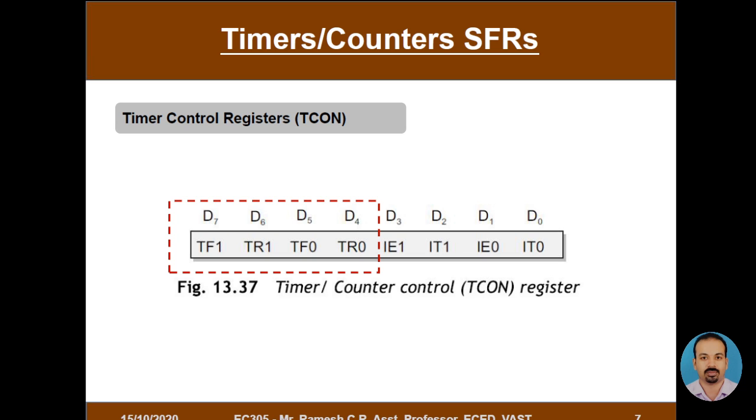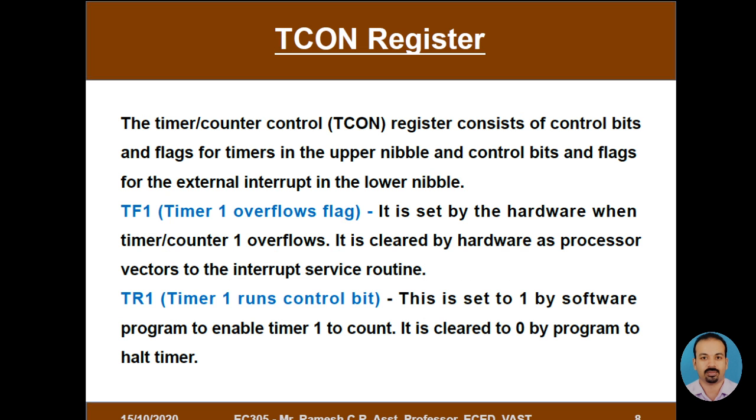Okay, so a software instruction to make TR equal to 1 is required to turn on the timer and start the counting process. Similarly, for timer 0, we need to make TR0 equal to 1. Okay, so the same thing has been described here.